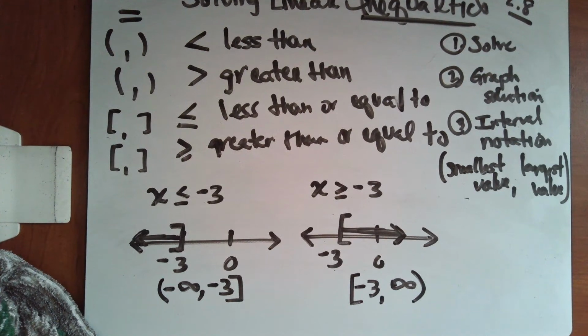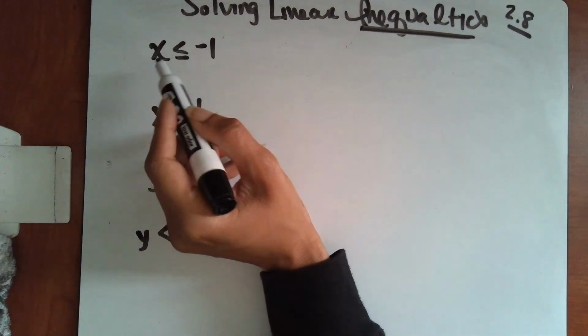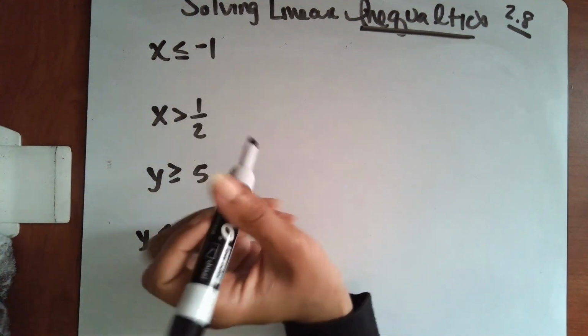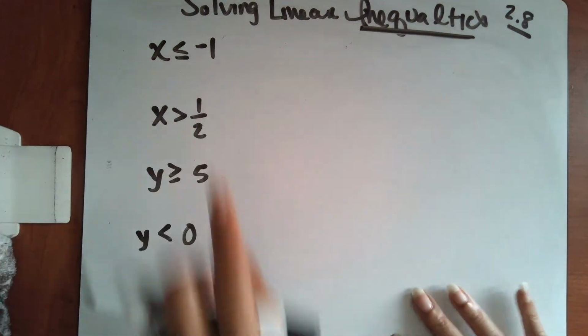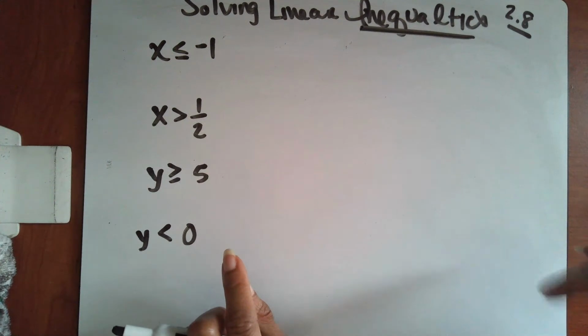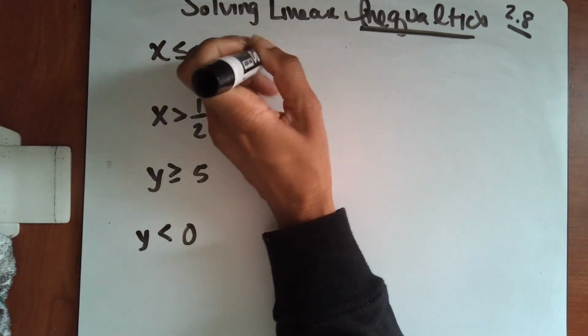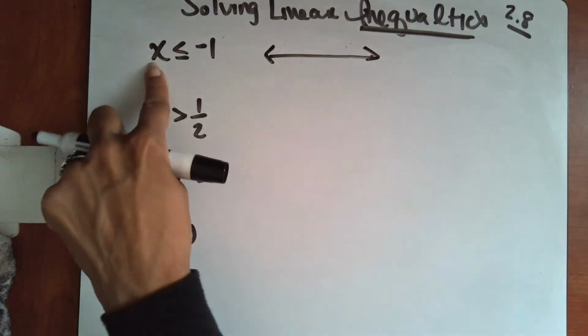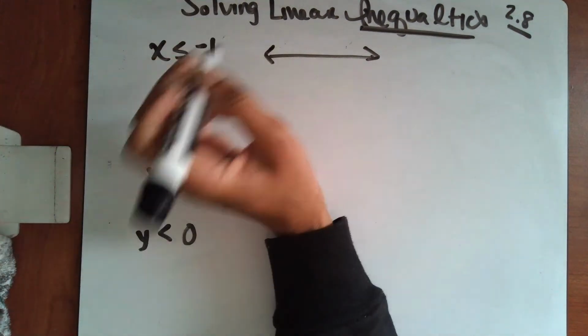Okay, let's do some problems. Here we're solving some linear inequalities. We have some examples here. X is less than or equal to negative 1. All of these examples are solved already, so we don't have to solve. We're just practicing graphing and interval notation first. It's already solved because my variable is isolated on one side of the inequality symbol, so I just have to graph it.